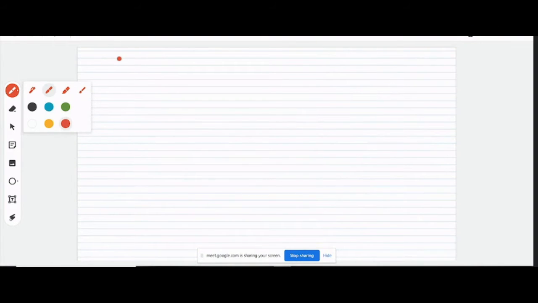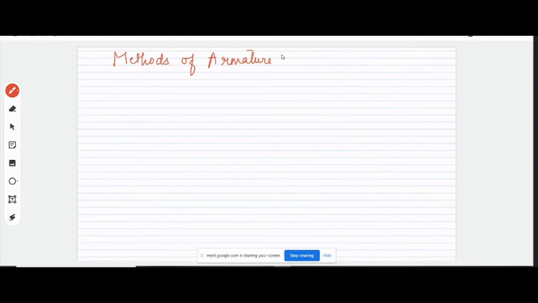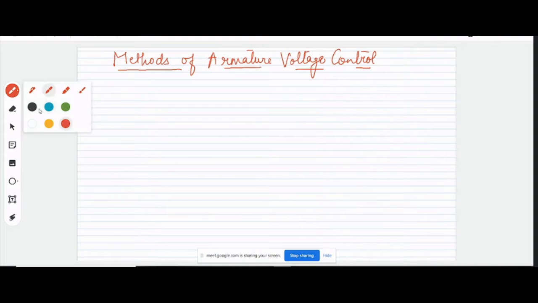Okay, let us start discussing the methods of armature voltage control. Although we have discussed it a number of times in detail, depending upon the kind of supply available, we have the AC supply available.